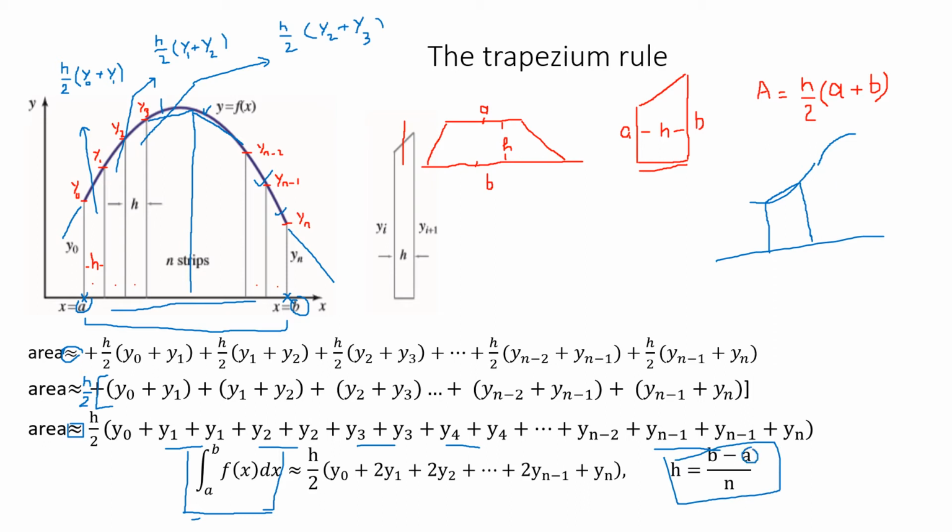So a is the starting point on the x-axis, b is the ending point of the x-axis, between which we are going to calculate the area, and n is the number of strips or number of trapezium, how many trapezium you want. If you want 10 trapezium, we will divide b minus a by 10, if 4, divide by 4, like this. It's just for giving the measurement of h.